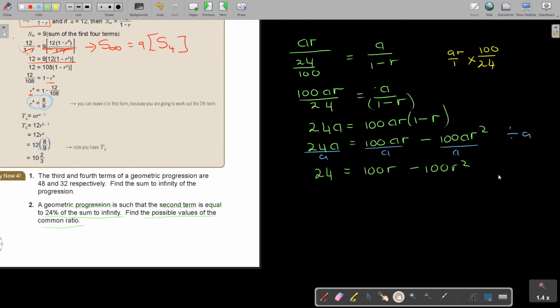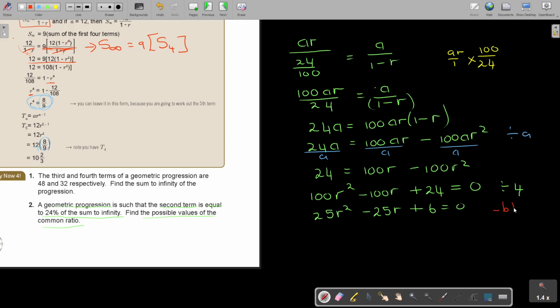Excellent. Now I'm just going to rearrange it. So let's make it 100r squared minus 100r plus 24, and that is equal to 0. Now, I think if I divide all of them by 4, I will get 25r squared minus 25r plus 6, because I want to try to factorize it. If you struggle with the factorizing, because it's a bit more complicated, then just go for your formula, minus b plus or minus the square root of b squared minus 4ac, over 2a, to find the value of r.